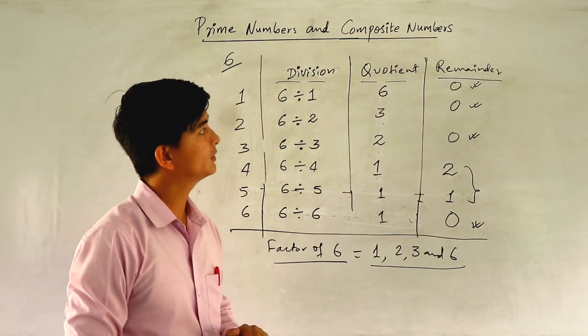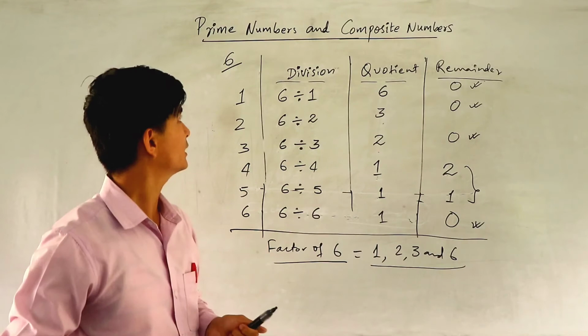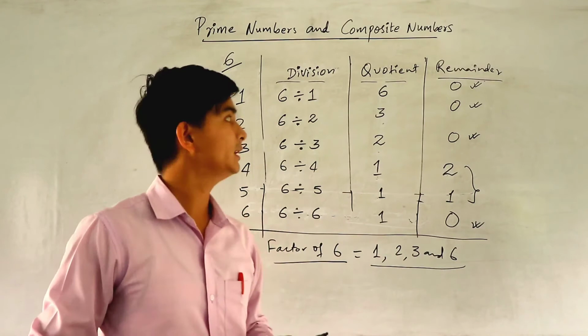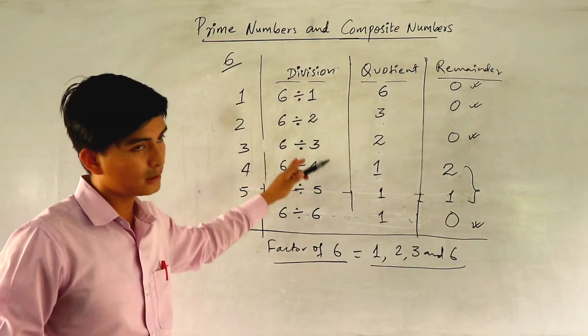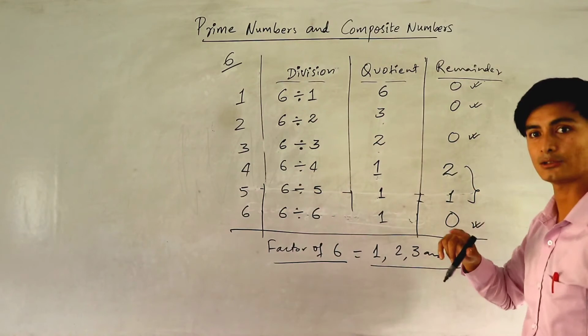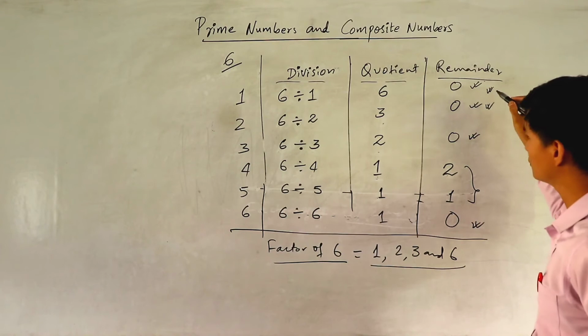To identify, if you're talking about bigger numbers like 12, like 24, to determine whether any number is composite or prime, there is no need to find all the factors. As I wanted to tell you, composite numbers have more than 2 factors, right? So here, when you divide this, you got 0 remainder, here also 0, here also 0, you can stop up to here, right?